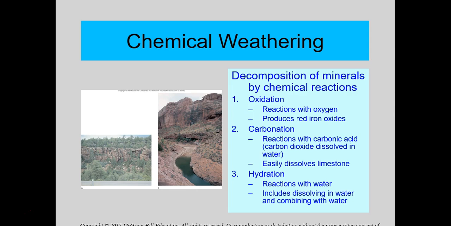The second is carbonation, and this is reactions with carbon dioxide that's dissolved in water, also known as carbonic acid. This can easily dissolve limestone. It can also dissolve other rocks, and it's the primary form of acid rain. This occurs naturally from the carbon dioxide and water vapor in the air. The third way is hydration, and when you have water passing by something, water can react with chemicals or dissolve chemicals in parts of rocks as well, and this will dissolve small pieces and carry them with the water.